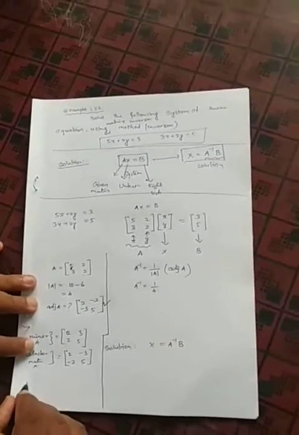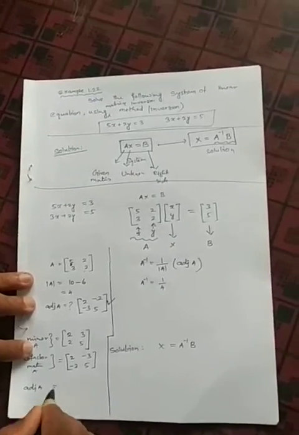After that, what you need to do? For the adjoint, you just take the transpose.